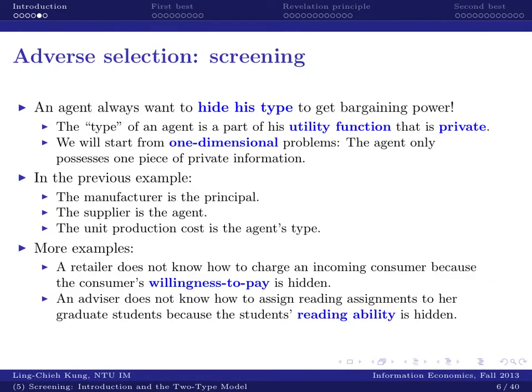There are certainly more and more examples. The one we're going to discuss in this lecture in detail is the following. We're going to consider a retailer's problem in which the retailer does not know how to charge an incoming consumer because the retailer does not see the consumer's willingness to pay. If I know how much the consumer wants to pay, I know how much to charge, right? But unfortunately, I do not know, so that's why I face this pricing problem.